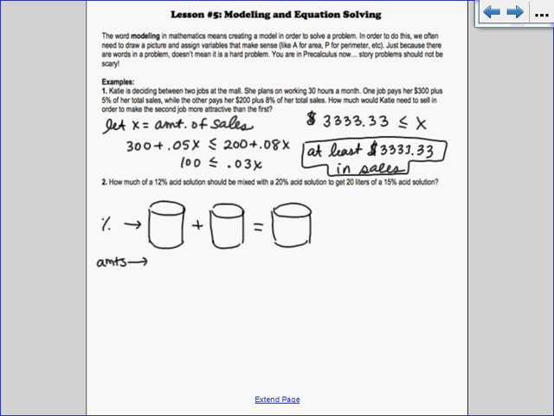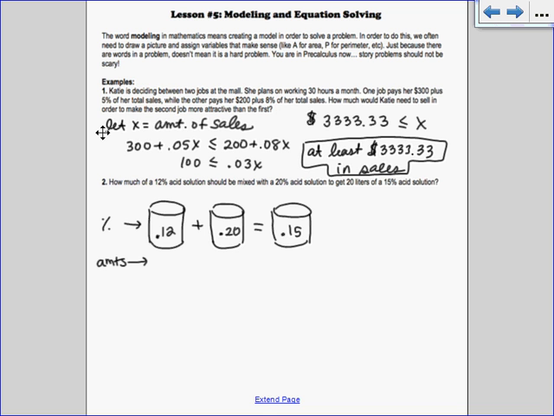So when you say how much of a 12% acid solution, that means we're going to put 0.12 inside the first jar, 12% acid. Should be mixed with a 20%, so 0.20, to get a 15% acid solution. Percentages are never going to add up, right? You're not going to take a 12% acid solution and add it to a 20% acid solution and get a 32% acid solution. You understand why that's how it is? You're going to dilute the 20% by adding the 12%, right? So it's going to be somewhere between the 12 and the 20.